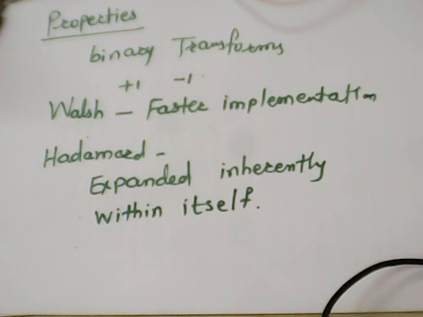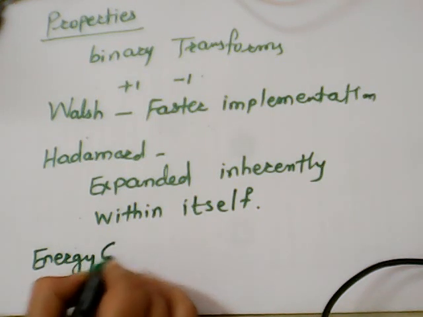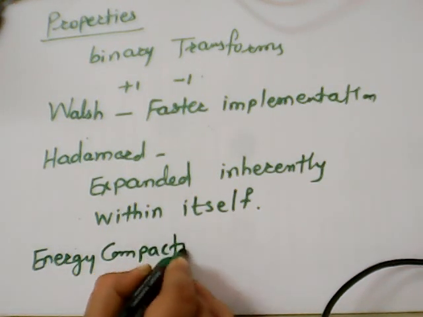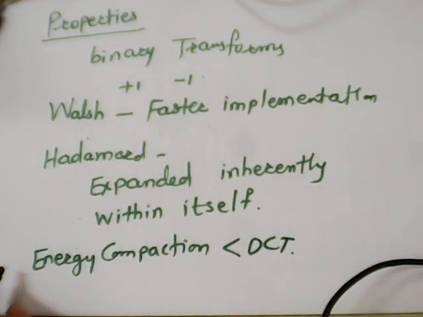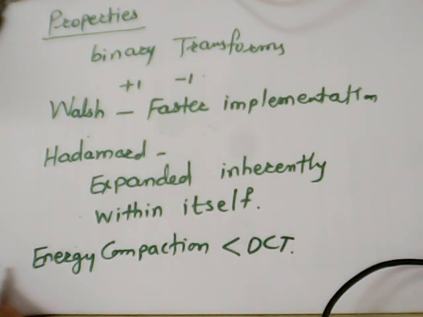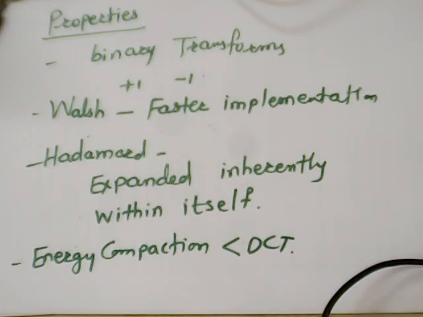The amount of energy compaction is less than DCT. But because it requires only two values for the basis function, it requires only a single bit to store. So the memory requirement is very less. That's why it is being used in compression. So that's all for today's session. Thank you.